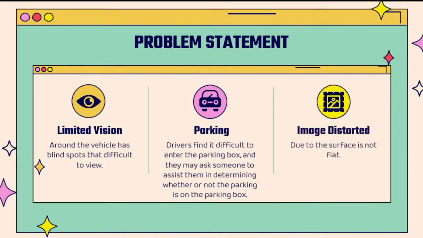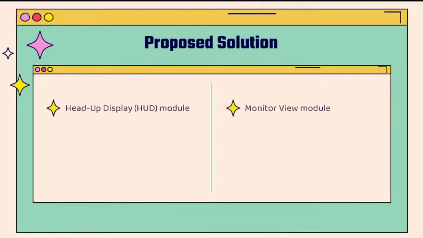The third problem is image distortion. This is due to the surface of the windshield that is not flat. That makes it hard for the driver to view the image which has been projected by the HUD. Then, move to the next section, which is the proposed solution of this project. There are two modules in this project, which are the HUD module and the monitor view module. The HUD module has one submodule, which is the HUD screen. This is to create a warping of the image, so the projected image from the HUD will be straightened up.